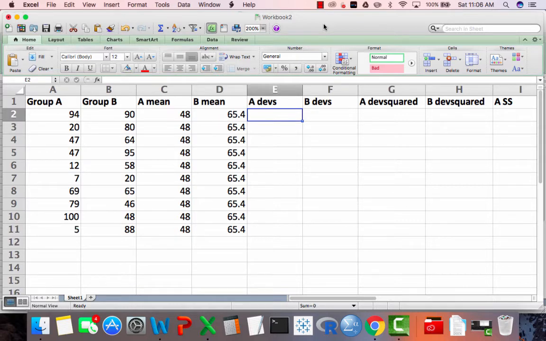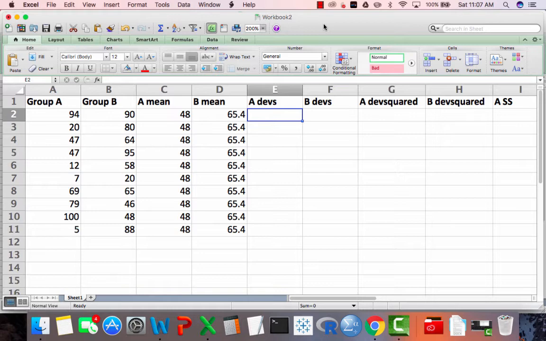So how would we tell whether that difference, 65.4 minus 48, is actually due to chance alone, or is it something real? There's a method for calculating the likelihood that that score was derived by chance alone. And so that's what this video is about.